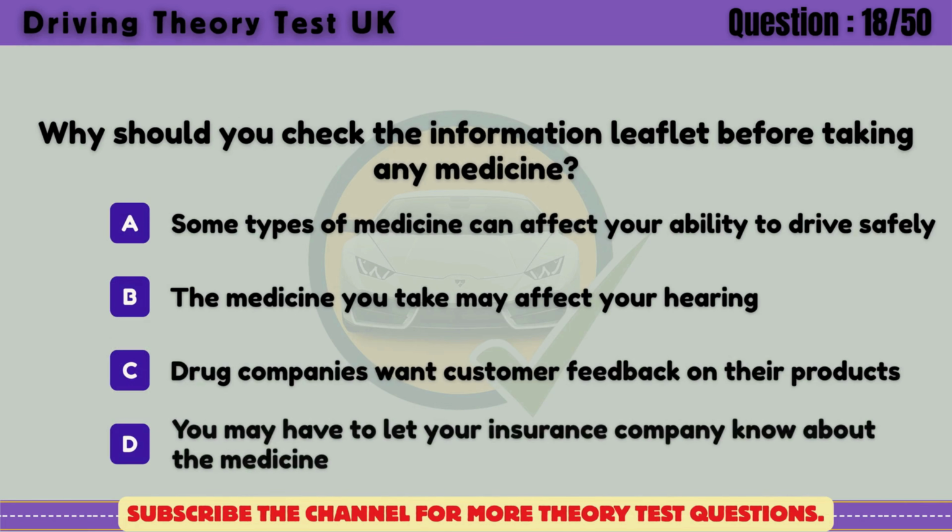Question 18. Why should you check the information leaflet before taking any medicine? Option A. Some types of medicine can affect your ability to drive safely. B. The medicine you take may affect your hearing. C. Drug companies want customer feedback on their products. D. You may have to let your insurance company know about the medicine.